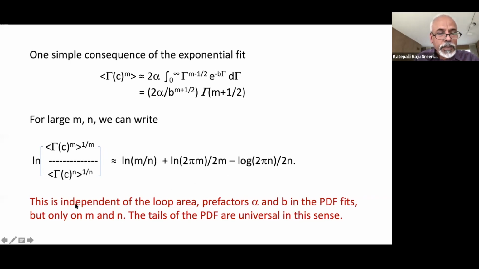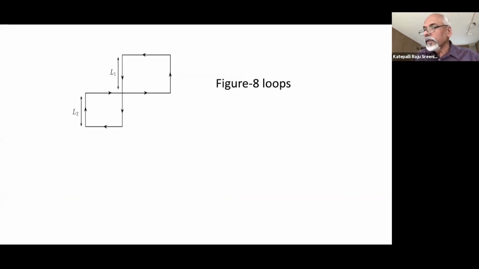So this ratio is independent of the loop area, is independent of the prefactors alpha and B in the PDF fits, and depends only on the order of the moment, the difference from M to N. So in that sense, the tails of the PDF are universal, and I will discuss this further in Sasha's presentation.